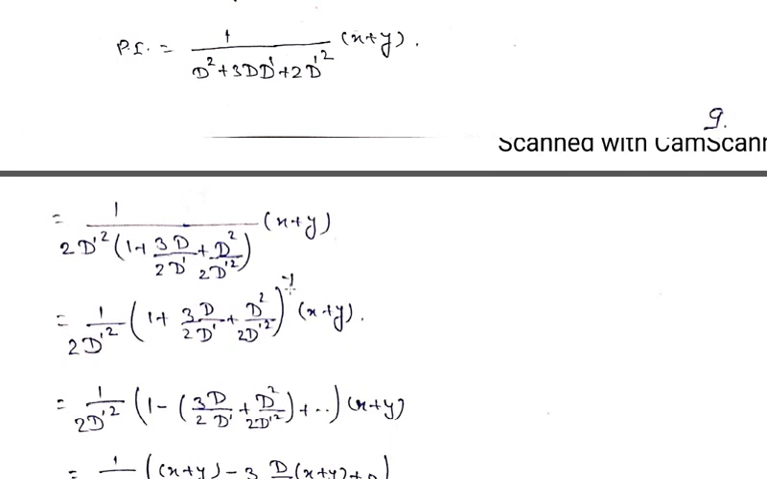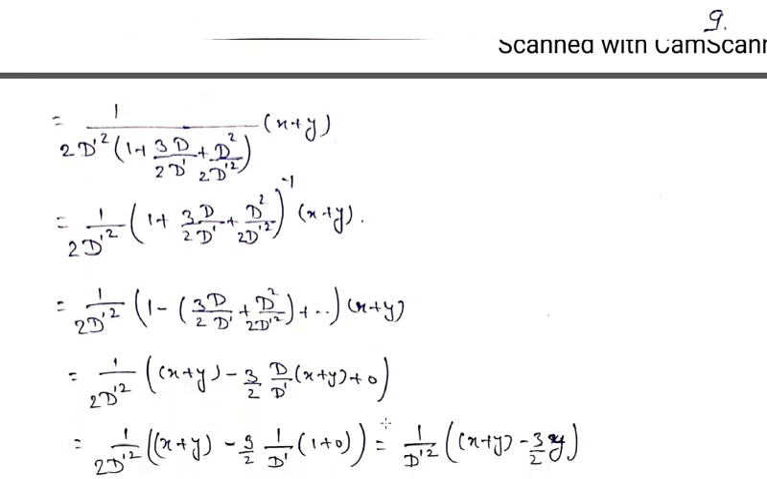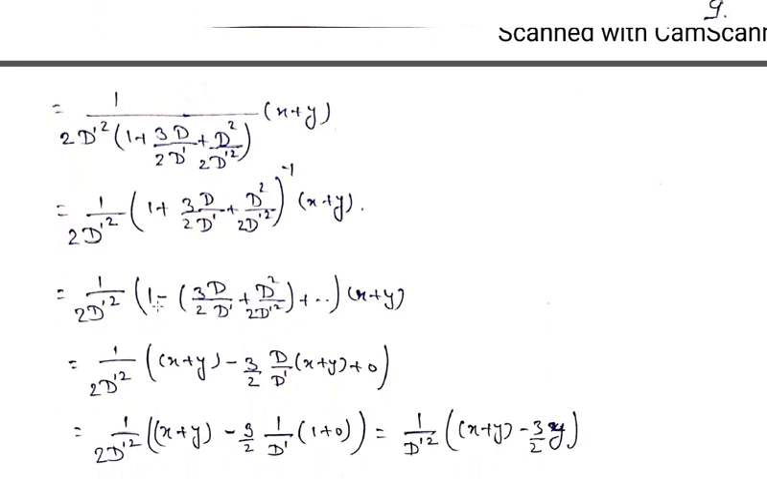Now open this using binomial expansion. 1 minus this term, then plus its square over x plus y. Now we multiply this function, so it gives us x plus y, and now we operate this term over x plus y, we get minus 3 by 2 d over d prime over x plus y plus 0, as this term is of first order, and when we differentiate it twice, it gives us 0.